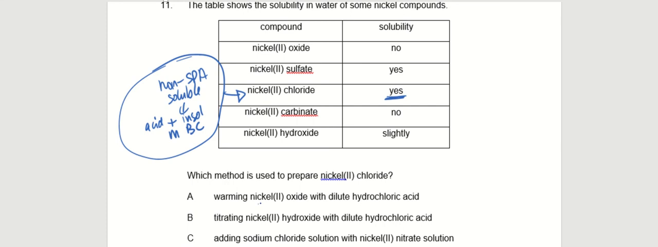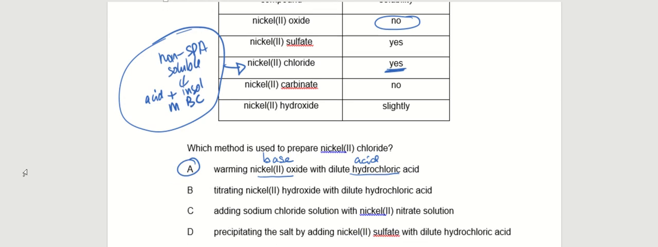Warming nickel oxide with hydrochloric acid. We know hydrochloric acid is an acid and nickel oxide is an oxide of a metal, so this is a base. So acid and a base. That looks correct, but is nickel oxide an insoluble base? We can see here that nickel 2 oxide is an insoluble base. So adding acid to an insoluble base will give us our non-NaKA soluble salt. So automatically your answer is A. Now let us see whether it's really true that the rest cannot be.